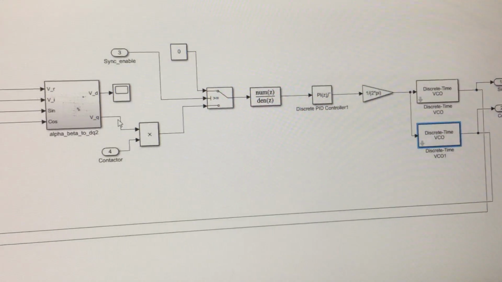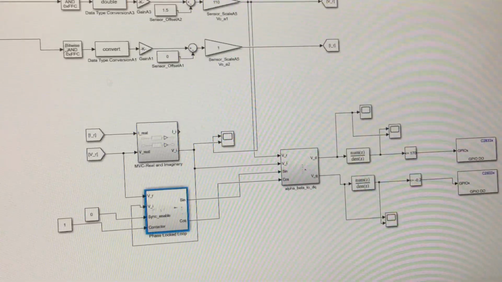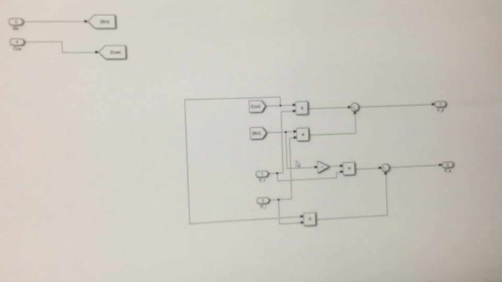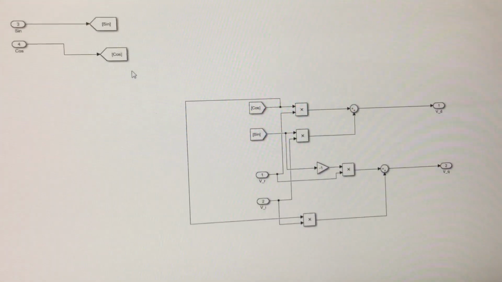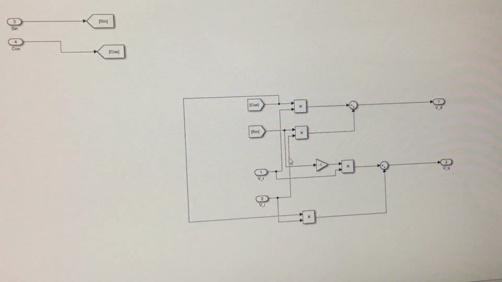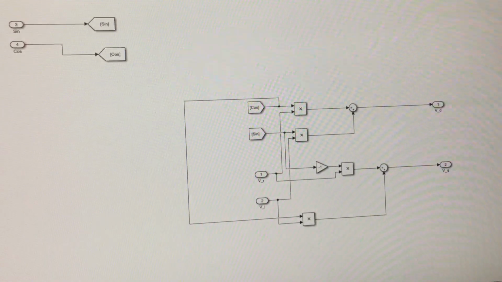Alright, so once this is done, you can actually generate your own VD and VQ by making use of a simple DQ frame transformation. Once you have sine and cosine signals over here, you can make use of the transformation matrix in order to generate your VD and VQ.